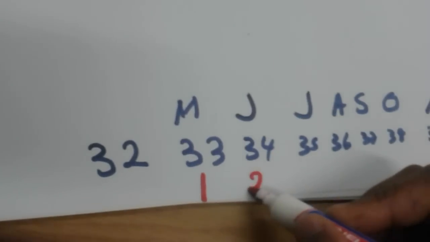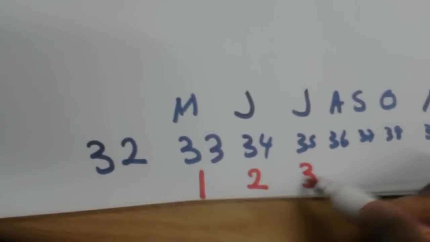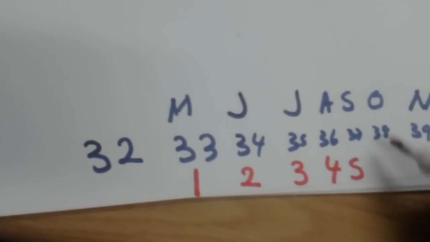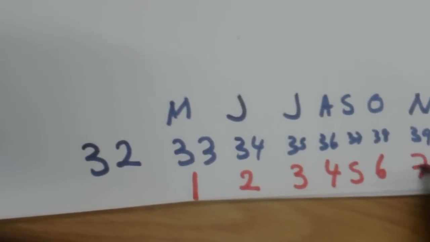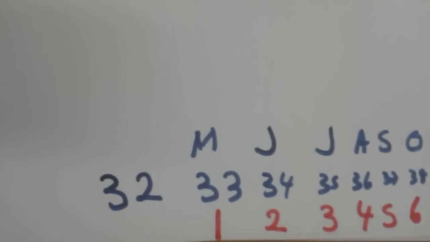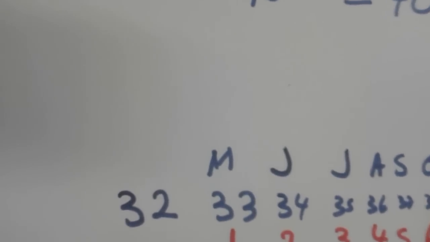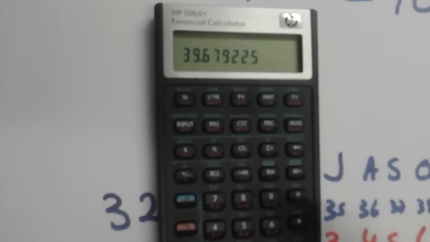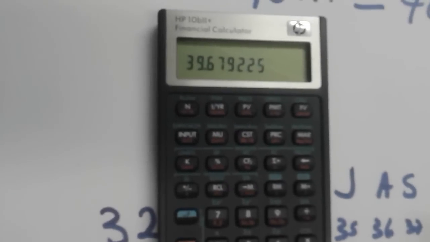June becomes number 2, July number 3, August number 4, September number 5, October number 6, November number 7. Perfect. So we know that we want to know the balance after 7 payments in this new series. So we've just put 39.6 there.